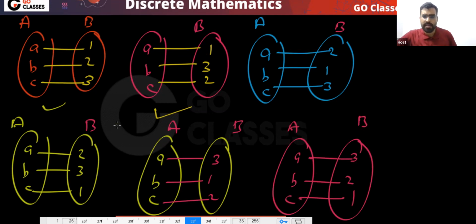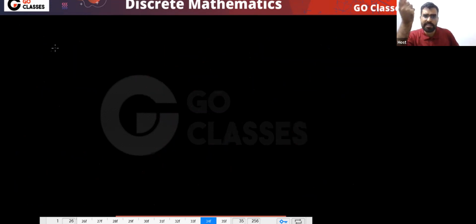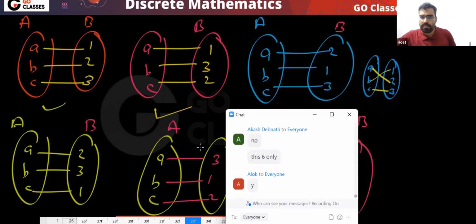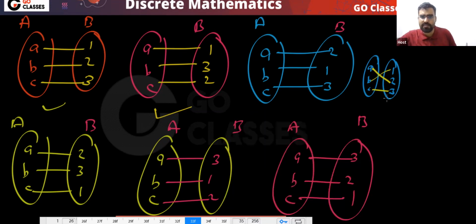Can I create something else? Can I create another bijection? Only 6 bijections I can create. For example, can I say this bijection, A, B, C to 1, 2, 3? Did I cover this bijection? Where did I cover this bijection?